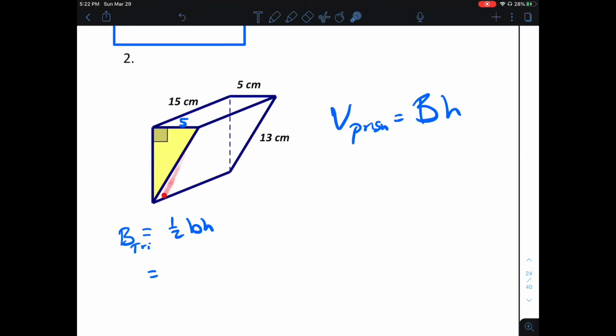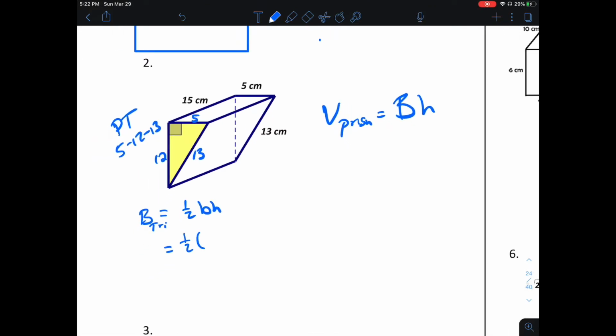We do know that this diagonal is 13. So how could we figure out this third side of this yellow triangle? We could use the Pythagorean theorem. Or you could recognize this is a Pythagorean triple, a 5, 12, 13.